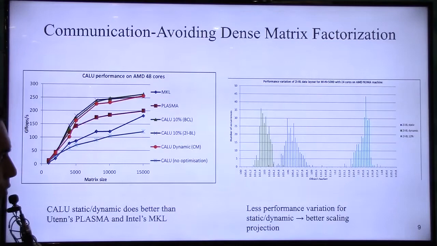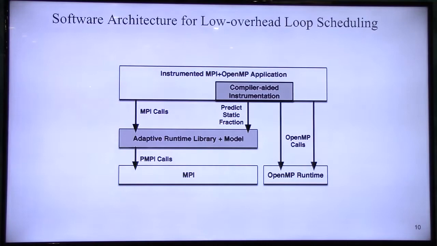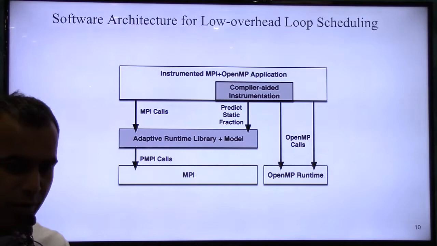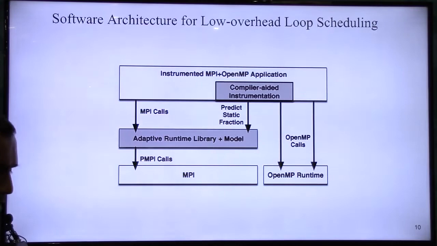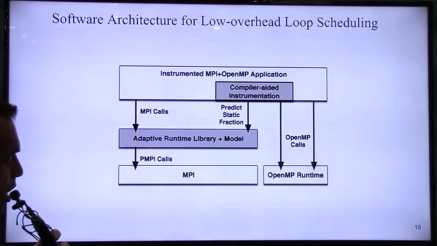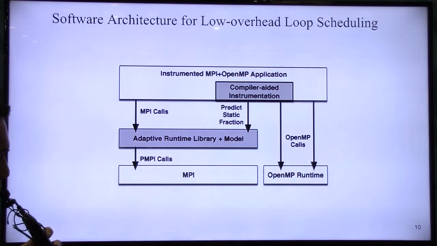So I also did a study where we have separate static fractions per MPI process. We actually created a runtime library to identify what the best static fraction or dynamic fraction was. And this is just the software architecture of that. You can go into my papers and look at how we did this for more information.